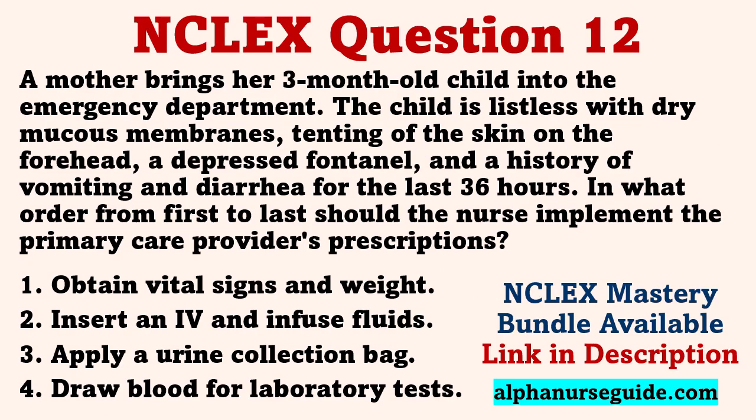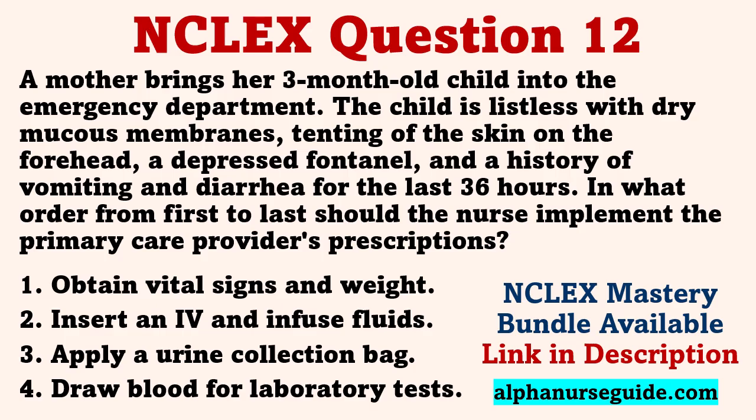A mother brings her 3-month-old child into the emergency department. The child is listless with dry mucous membranes, tenting of the skin on the forehead, a depressed fontanelle, and a history of vomiting and diarrhea for the last 36 hours. In what order from first to last should the nurse implement the primary care provider prescriptions? 1. Obtain vital signs and weight. 2. Insert an IV and infuse fluids. 3. Apply a urine collection bag. 4. Draw blood for laboratory tests.